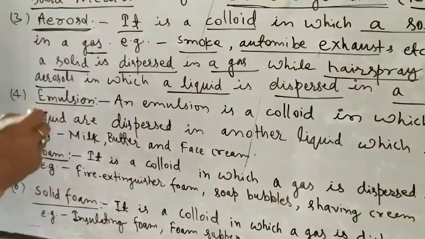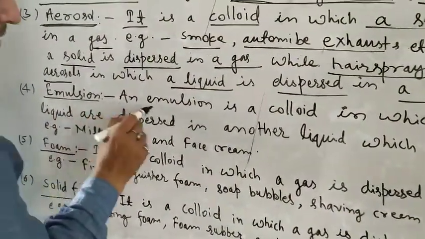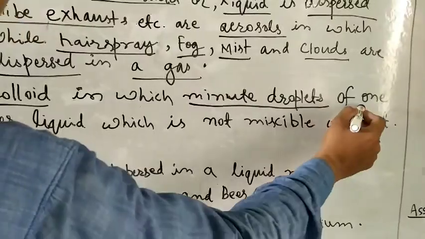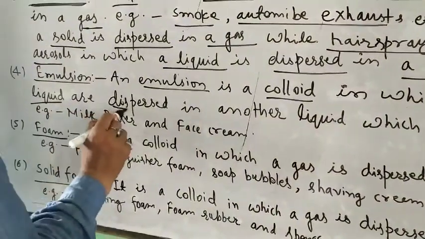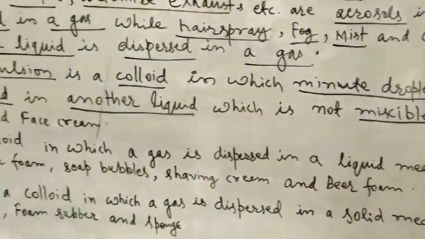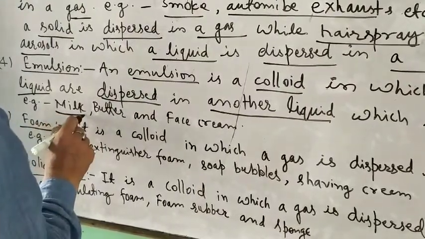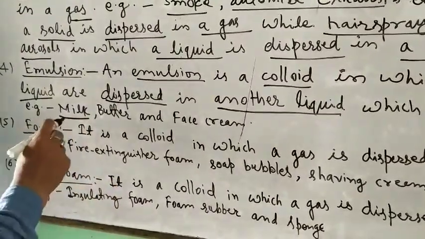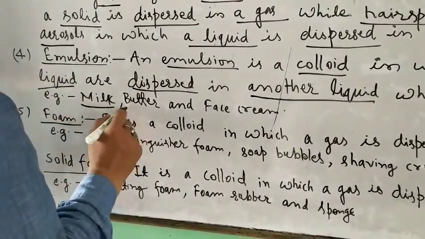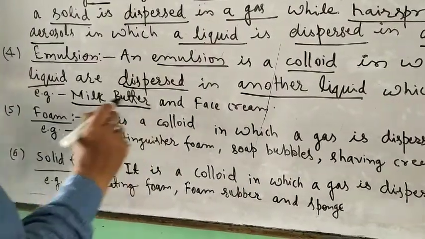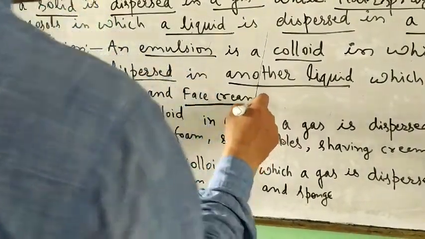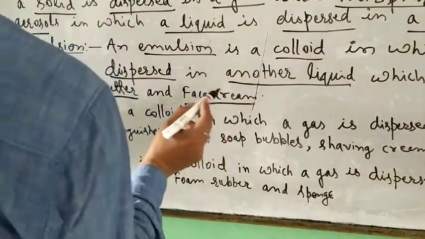Now I have to explain emulsion. An emulsion is a colloid in which minute droplets of one liquid are dispersed in another liquid which is not miscible with it. For example, oil droplets are suspended in milk. For example, water droplets are suspended in fat, in butter, in face cream. We also see liquid droplets suspended in solids.